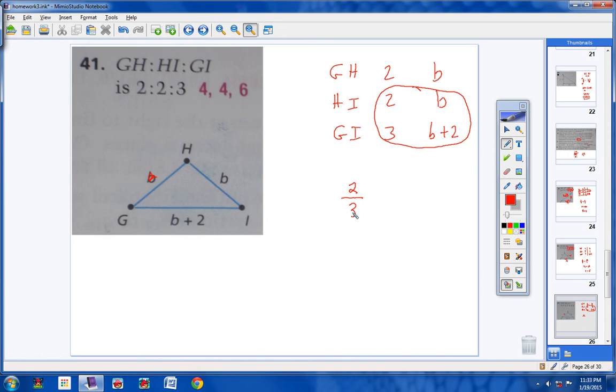solutions. So 2 over 3 equals B over B plus 2. Let's cross multiply. 3 times B is 3B, and 2 times B plus 2 would be 2B plus 4. Bring the 2B over, make it a negative 2B. 3 minus 2 is just B equals 4. And there we go. So if B equals 4, then this length here is 4, this length here is 4, and this length here, B plus 2, or 4 plus 2, would be 6. So 4, 4, and 6.